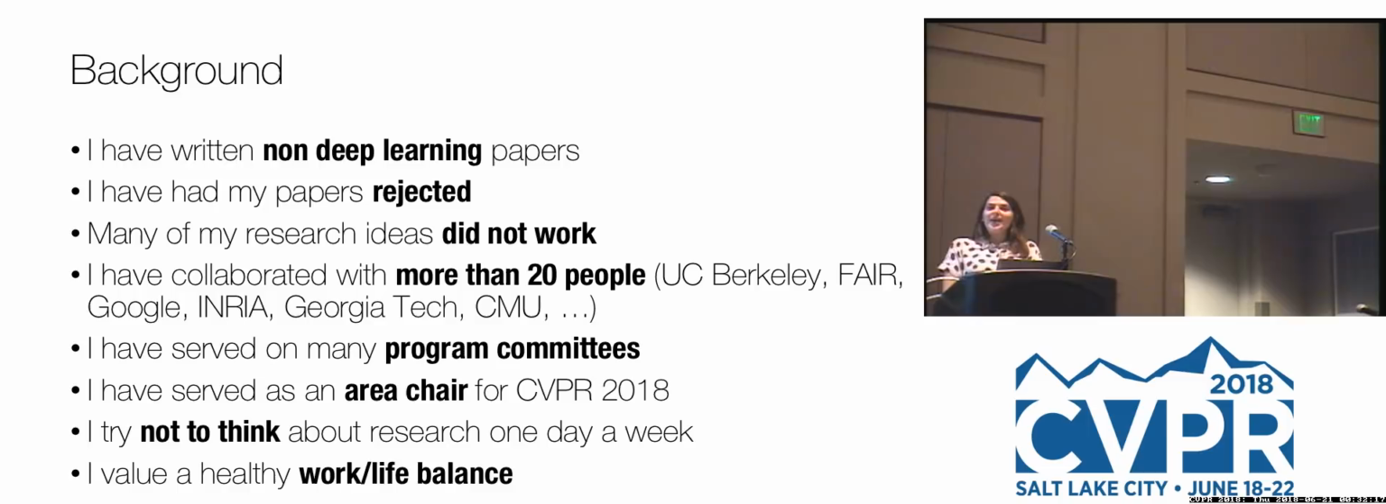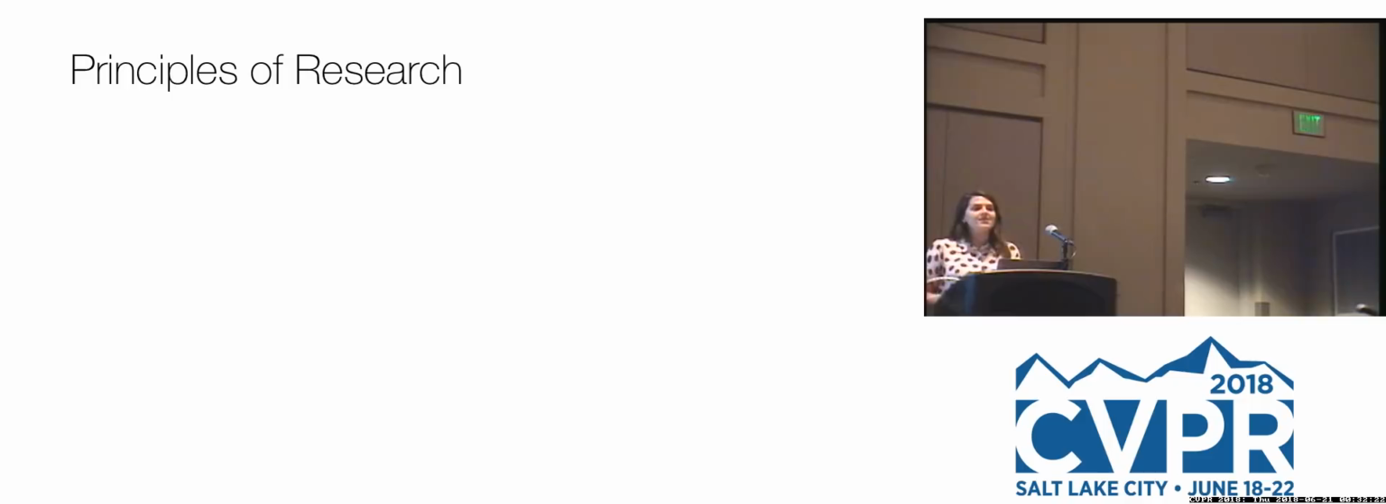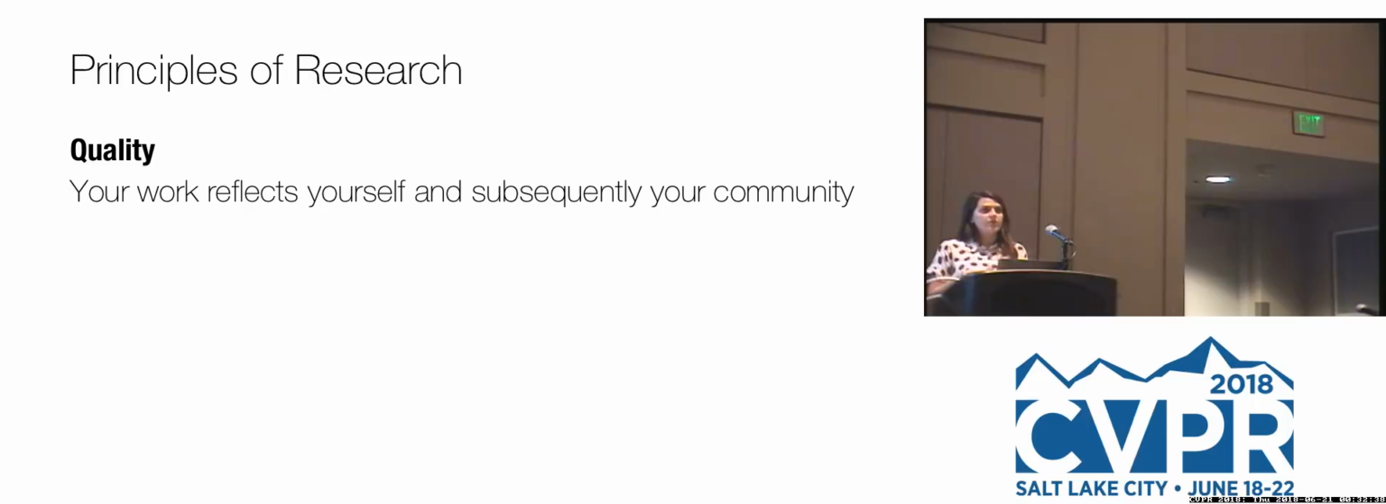So in these 8 years that I've been doing research, I've gotten to realize some principles that our community is based on. The first one that I think is one of the most important ones is quality. It's important to realize as a grad student or as a researcher that your work reflects yourself and subsequently your community. So a bad paper will be a bad paper or your bad paper, but it will also impact your community as well. And of course, a good paper will be another adding block to the community.